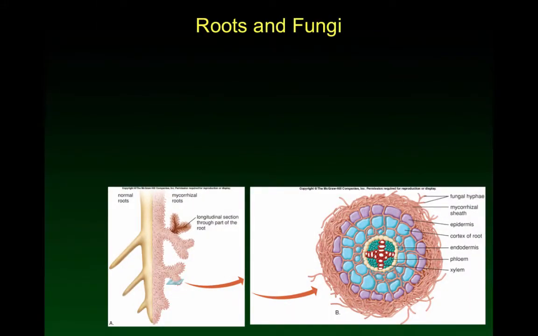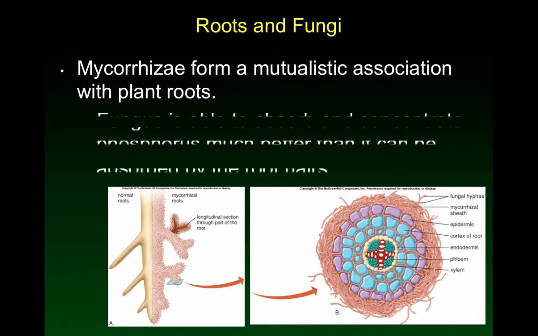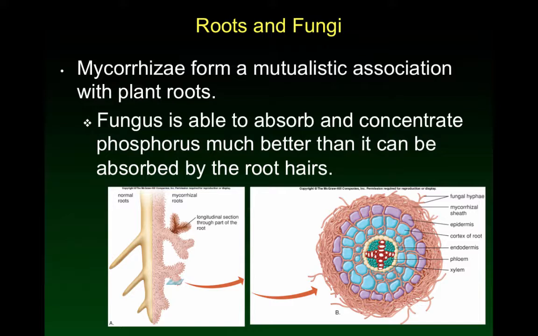All right, so how about roots and fungi? Some people think that, if a fungus is growing on a root, then the plant is diseased, but it's not the case at all. Lots of plants have relationships with fungi, and it's quite interesting how it works. So this is called mycorrhizae, and it's a form of mutualistic association with plant roots. It's quite interesting because the fungus is able to concentrate phosphorus much better than the plant can. So what the fungus does is that it covers the root system, and then it can then absorb and concentrate that phosphorus and feeds it directly into the plant.